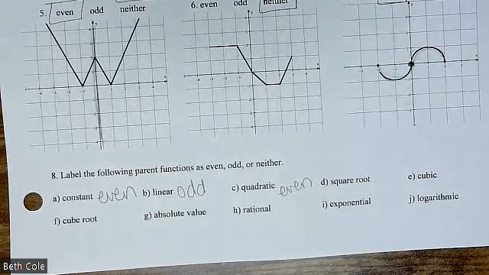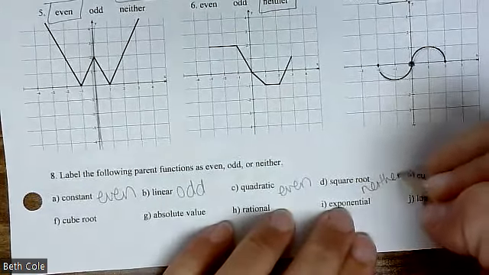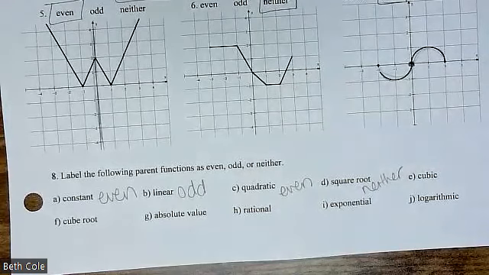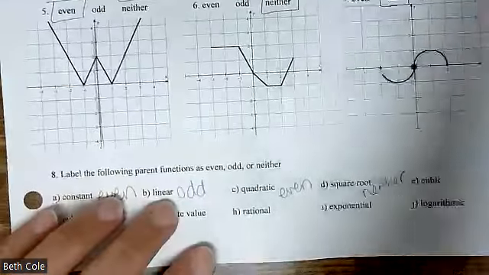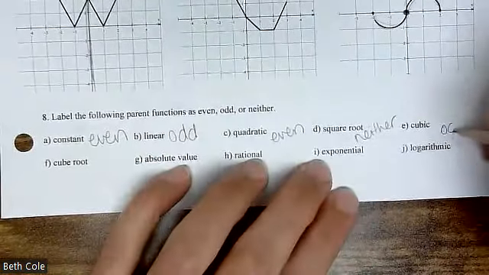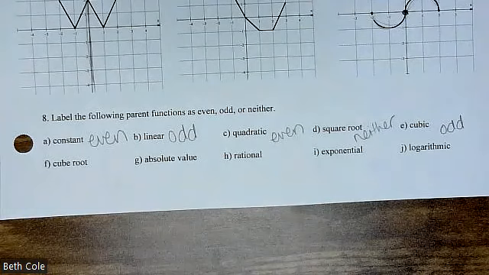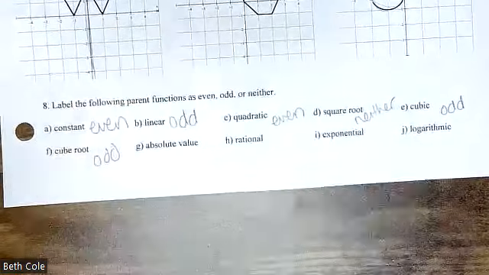Square root, so it has a point at the origin and then goes like that. Yeah, that's neither. There's no symmetry there. Cubic, I did that one up at the top as an example too. What'd we say that one was? That's odd. Cube root, so the point at the origin, and then it's the cubic graph but sideways. So that's also odd. Goes across the origin.